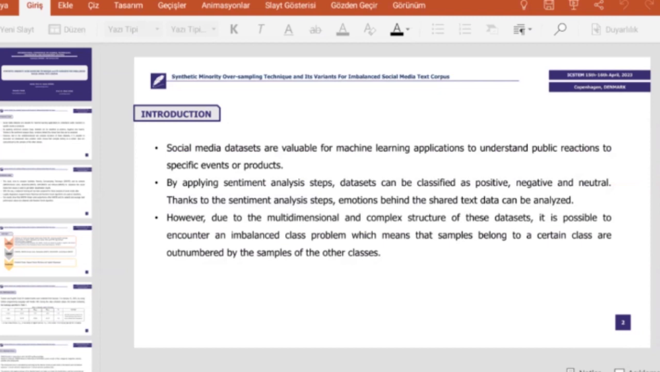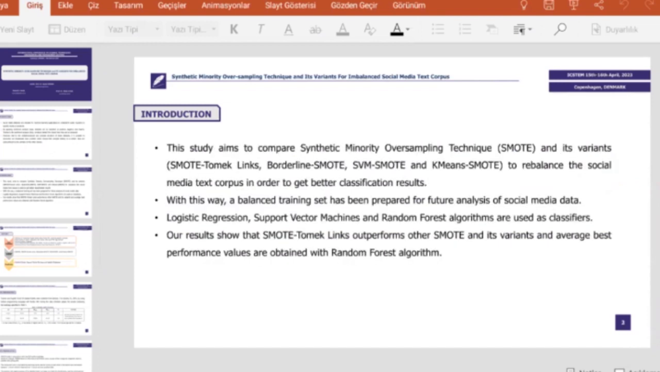Outnumbered by the samples of the other classes, and in literature there are different techniques, and the most popular ones are synthetic minority oversampling techniques and its variants. Those techniques try to rebalance the corpus in order to get better classification results. By the help of those algorithms, we could depict balanced training data sets, and those data sets will increase the classification results.